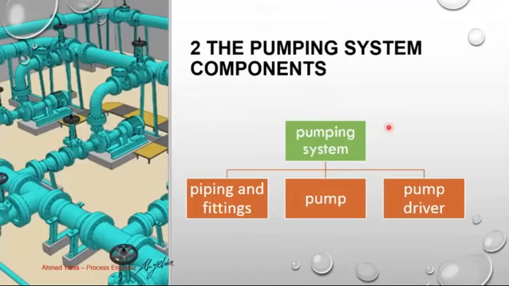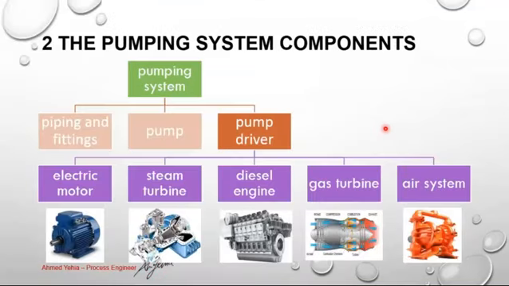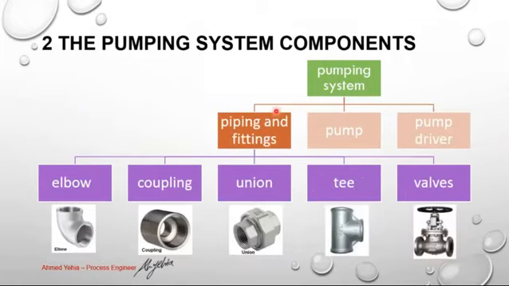To have an effective system, you must first define the components of the pumping system. The system consists of the suction piping that is used to carry the fluid to the pump, and the discharge pipeline that is used to carry the fluid from the pump to the end user, different types of pumps, and the pump driver, like electrical motor, steam turbine, diesel engine, and gas turbine, and air system. Air system here is used commonly in diaphragm pump. The piping contains fittings like elbows to measure flow rate, temperature, and pressure.